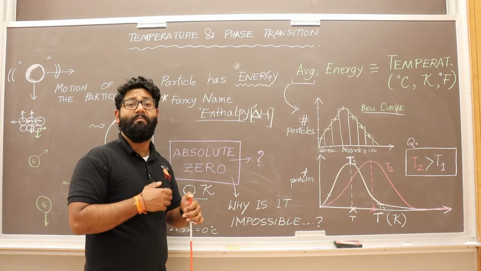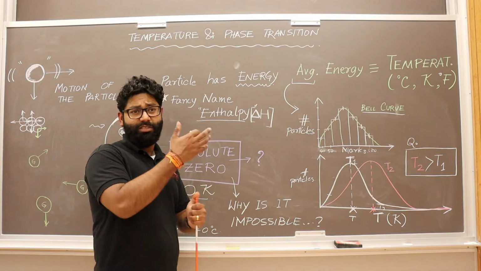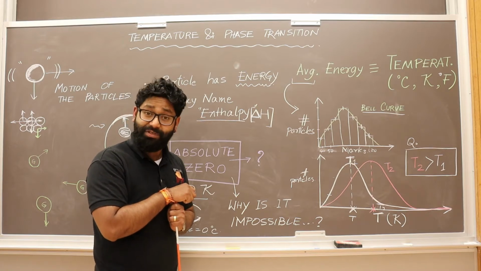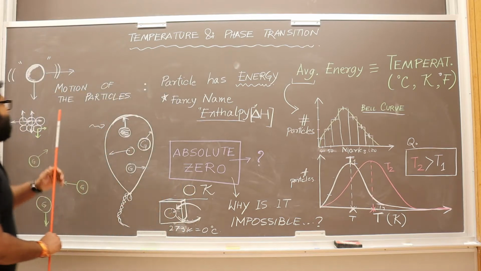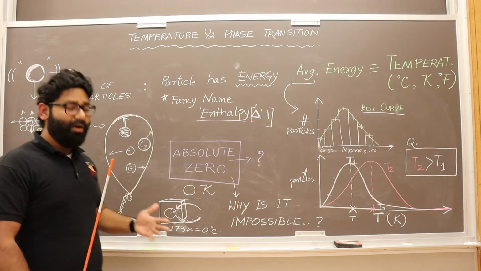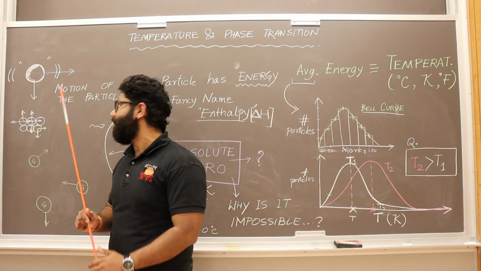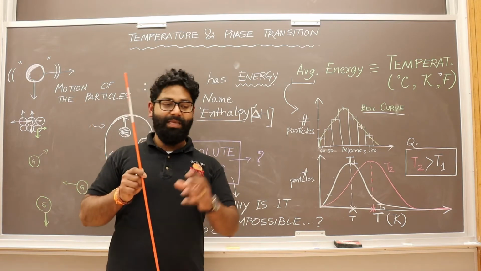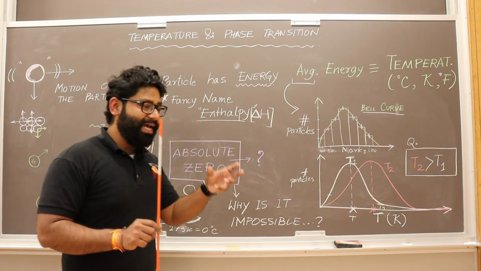We know how to measure temperature. We use a thermometer to measure temperature, but we have to have a clear understanding of what temperature is. So let's assume this is a particle. Whether it's in the solid state, liquid state, or gaseous state, this particle is in a constant state of motion. This motion gives the idea that the particle has energy.